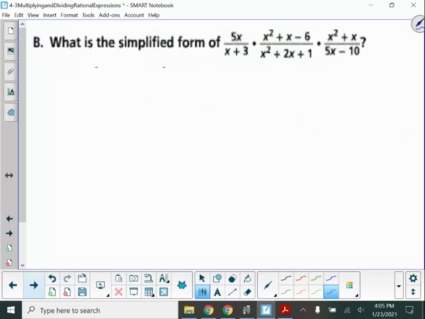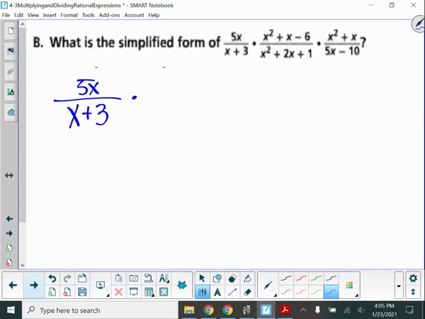Part B of the same question is doing the same thing we were just doing. It's just that now I have 3 different polynomials instead of 2. So I'm going to go ahead and recopy these. I'm actually going to factor as I go. The first one has no factoring to do. The top is a 5x, the bottom is x plus 3. I can't do anything with that.